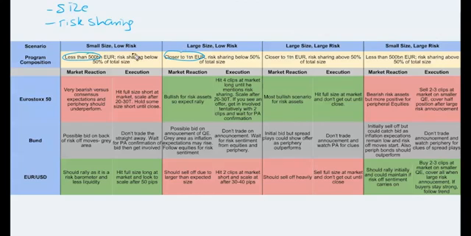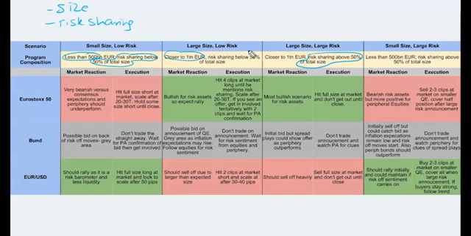For risk sharing, low risk sharing is risk sharing below 50% of the total size. And high or large risk sharing is sharing of 50% and above. So risk sharing above 50% of the total size. So that's basically making it as simple as possible. There's 2 variables, and those 2 variables can be either high or low. And then I'm building my scenarios off that.